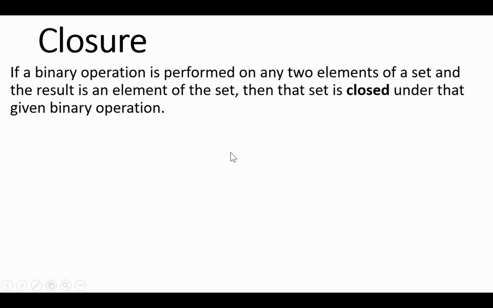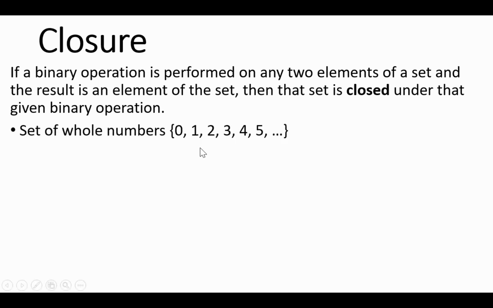Closure. Let's continue. To get closure, maybe you've heard of having closure in events. Exactly. If a binary operation is performed on any two elements of a set and the result is an element of the set, then that is a closed set under that given binary operation. What does this mean? The set of whole numbers, 0, 1, 2, 3, 4, 5, etc. Remember what these dots are called? Ellipses, okay?